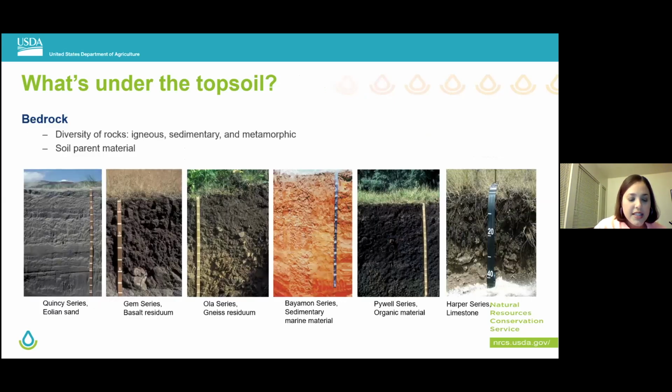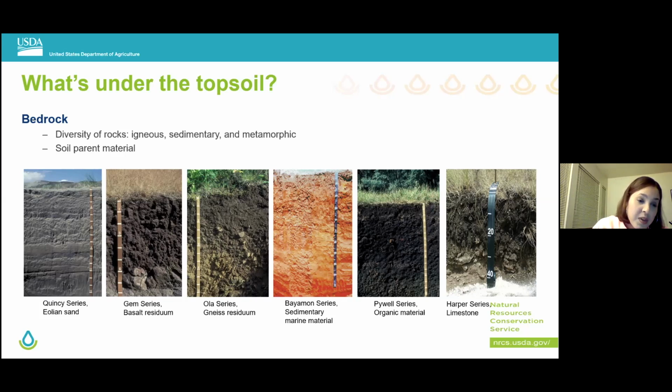But what else is under the topsoil? Bedrock. And I said before that the bedrock could be any kind of rock. It could be igneous, sedimentary, metamorphic. And what is important about this is the bedrock becomes the parent material of the soil over time. Here, I wanted to bring a couple examples of that, because I mentioned we have over 20,000 soil series or soil types in the United States, and they're all coming from different rocks.